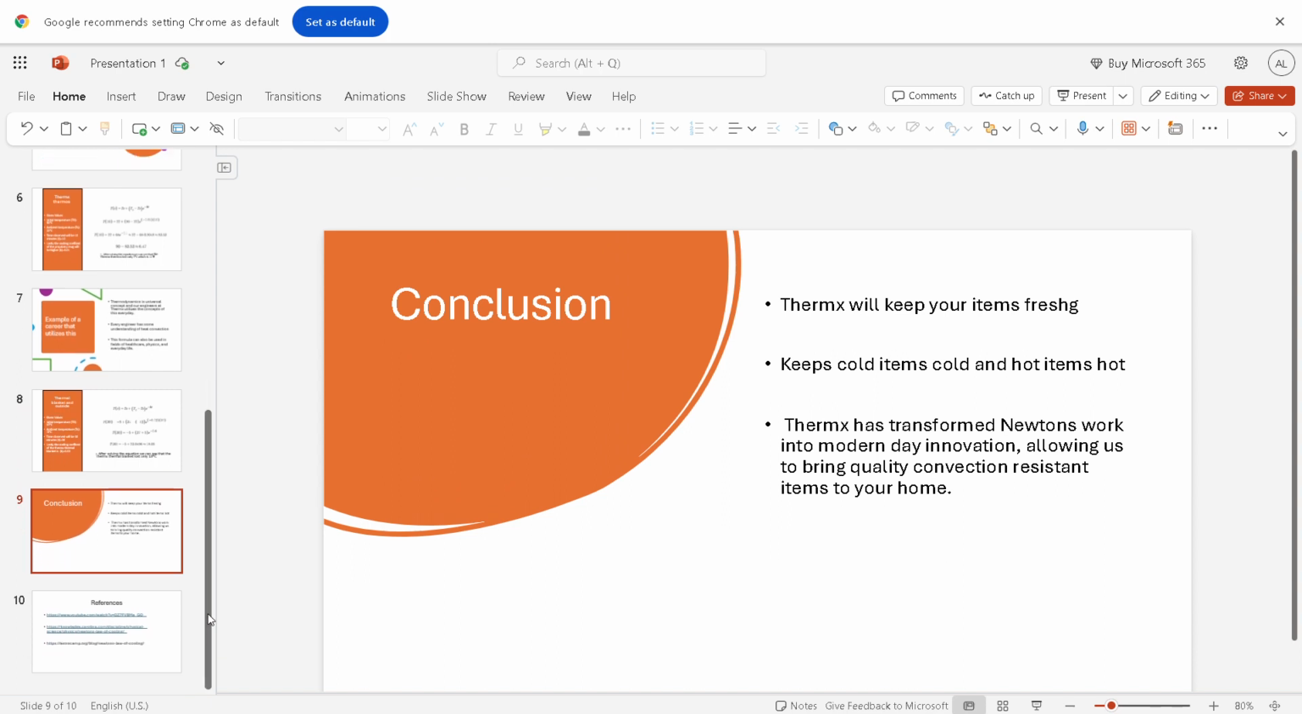Lastly, our conclusion. In conclusion, Thermx thermal technology is proven to reduce the rate of convection, whether that be keeping items hot or keeping items cold. Sir Isaac Newton was one of the first to observe the nature of convection and was able to give us the formulas we showed you today. Thermx has transformed Newton's work into modern-day innovation, allowing us to bring quality convection-resistant items to your home. Thermx, where science gives you peace of mind.